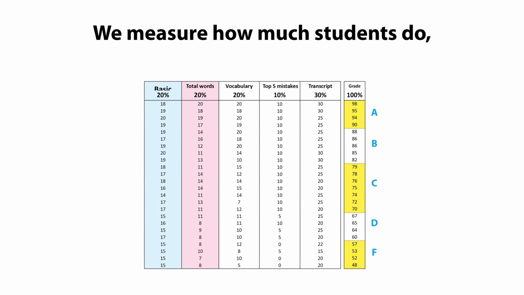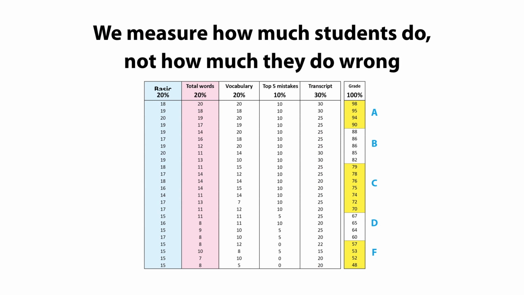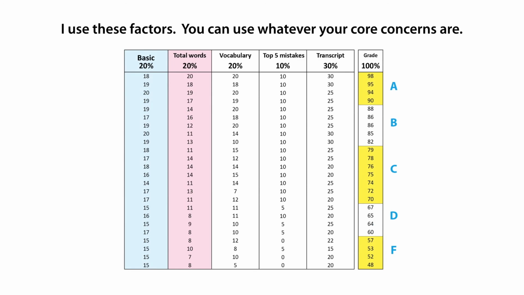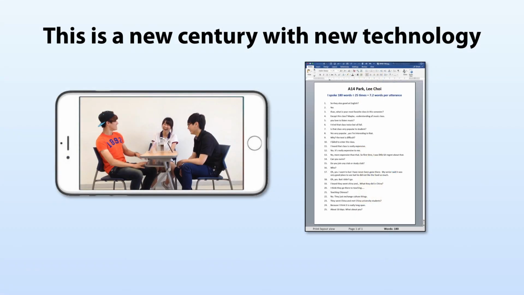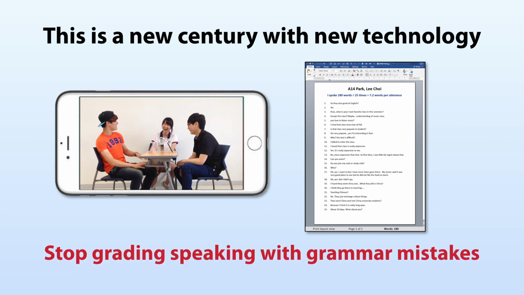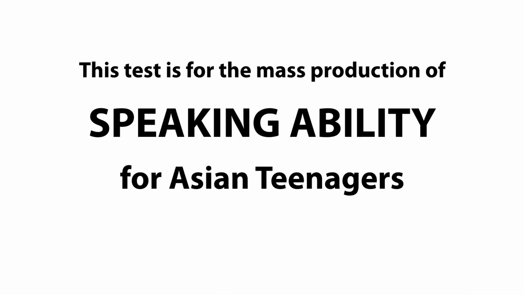We measure how much students do, not how much they do wrong. I use these factors. You can use whatever your core concerns are. This is a new century with new technology. Stop grading speaking with grammar mistakes. This test is for the mass production of speaking ability for Asian teenagers.